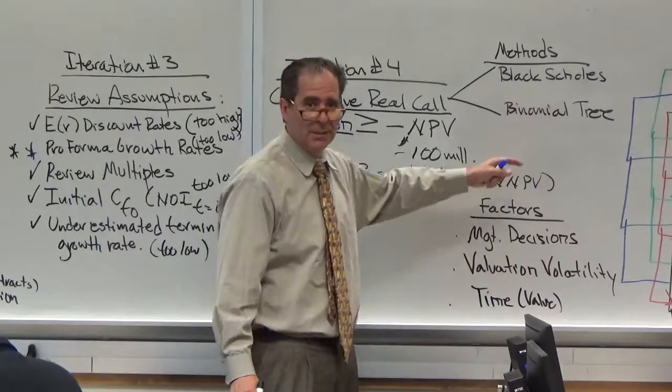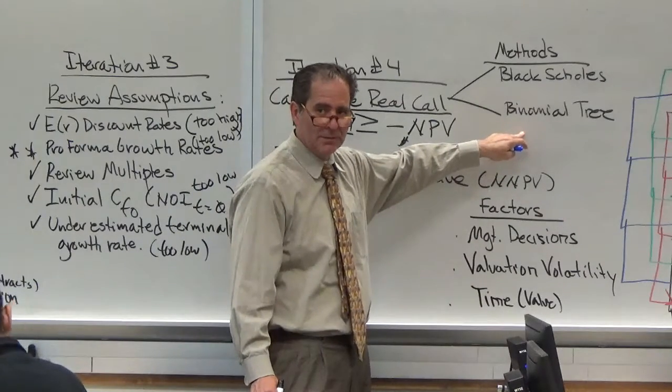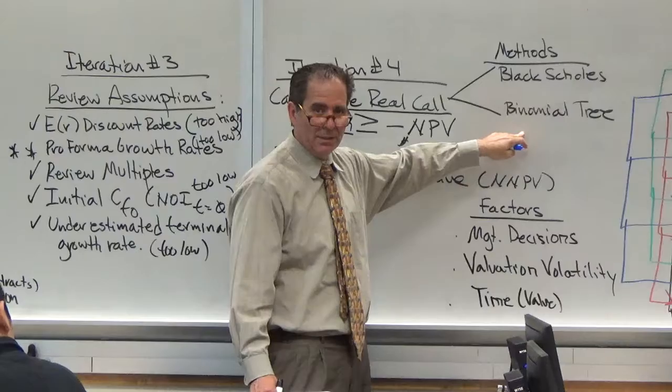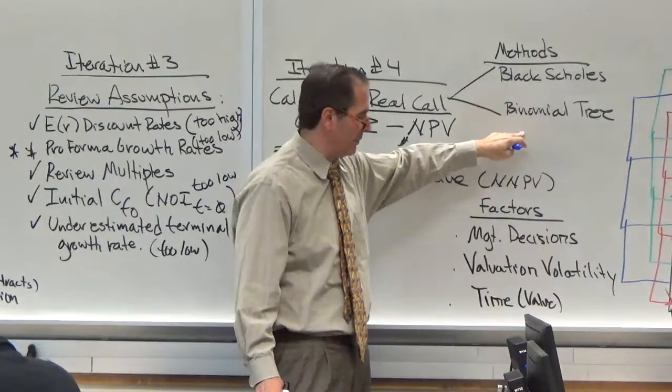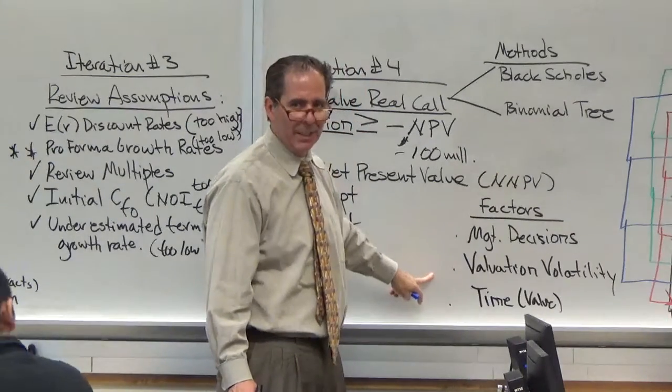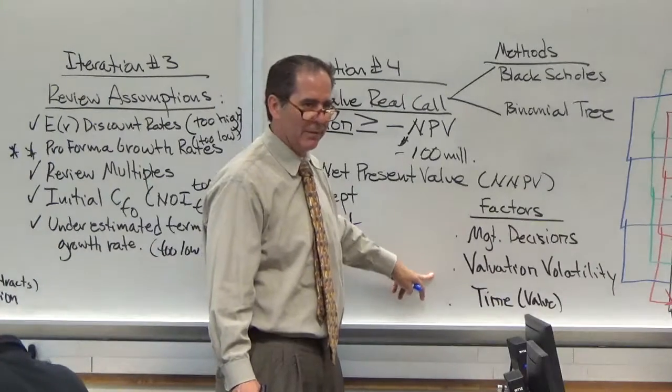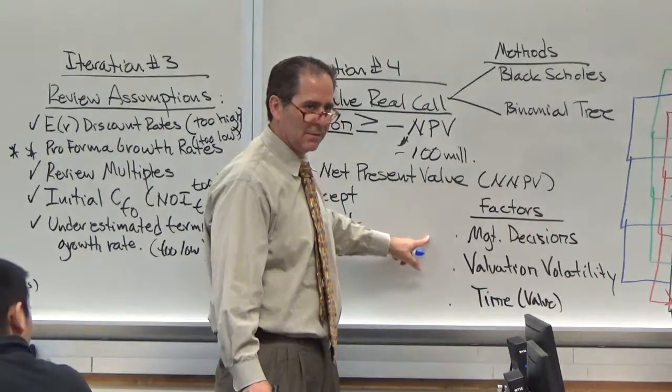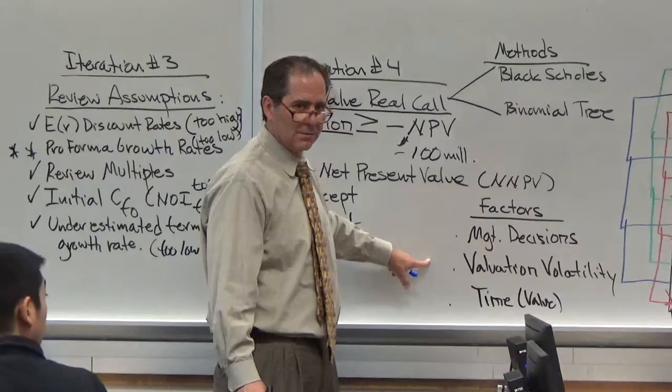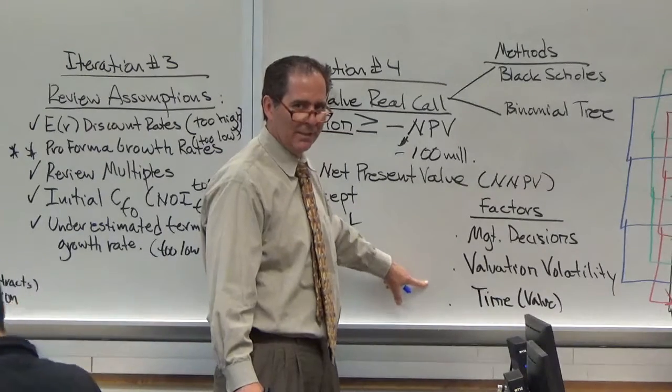What are the two methods to calculate the roll call option? Black-Scholes and binomial tree. What are the three factors that make up the majority of the value of the roll call option? Management decisions, valuation, volatility.